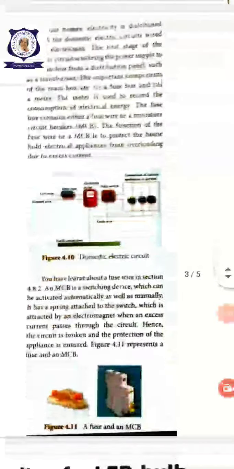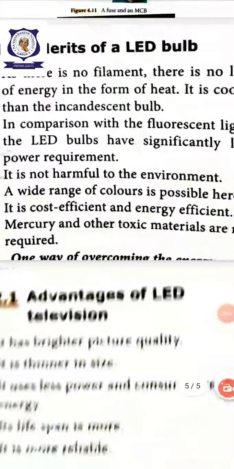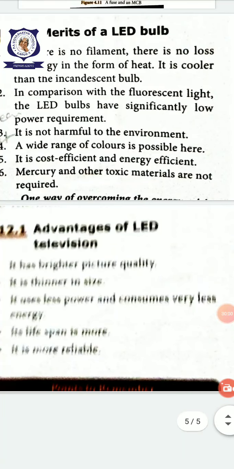What are the merits of LED TV? See, we know this easily. It has brighter picture quality. It is thinner in size. It uses less power and consumes very little energy. Its lifespan is more. It is more portable. Portable means easily carried from anywhere. So its lifetime is more. It gets very little power and consumes very little energy. It is thinner in size. It has brighter picture quality.